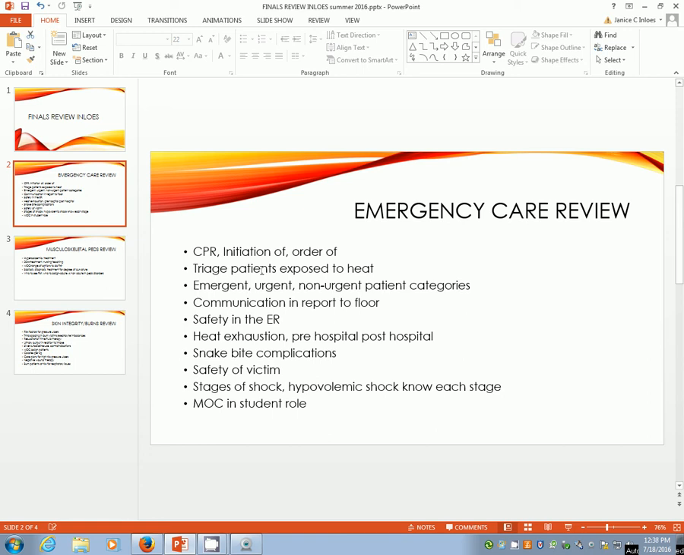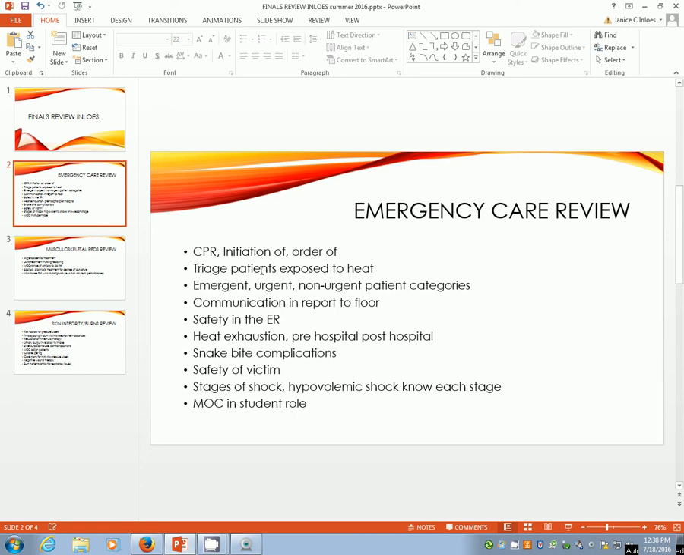Safety of your victim. If your patient is in an area where their safety is a concern, what do you need to do about that? And then, of course, your stages of shock. We didn't go over all of them, but the hypovolemic shock was one of the ones that we went over the most, and it has several stages in it, so be sure you know those stages of shock.